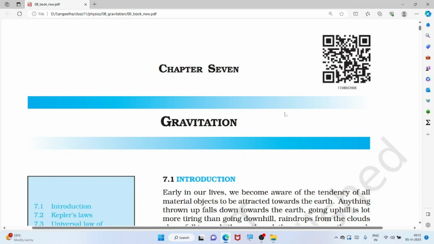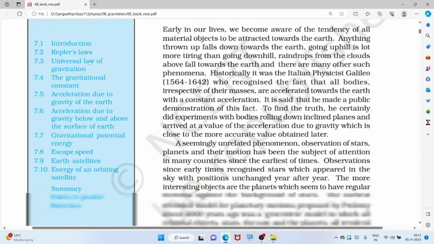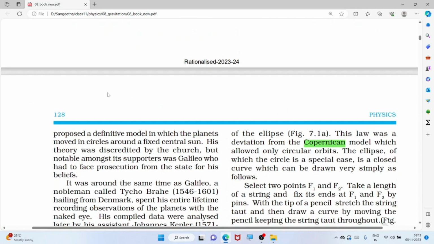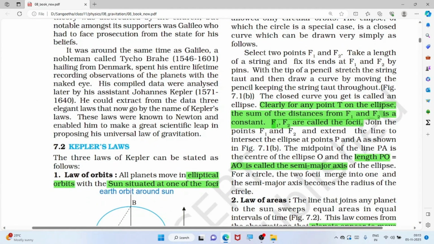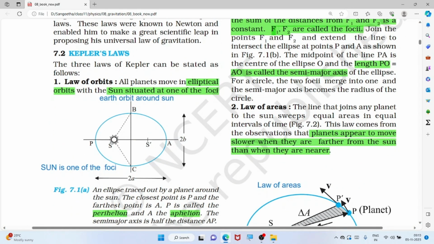We will go through some important points in the Class 11 physics chapter, Gravitation. These are some scientist names. See here, Kepler's laws of planetary motion. First is the law of orbits.